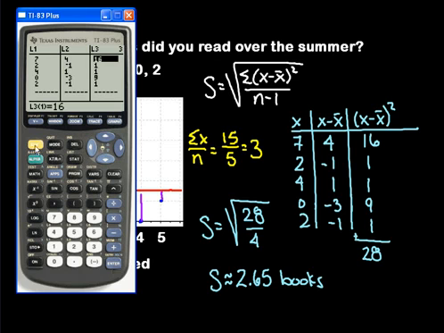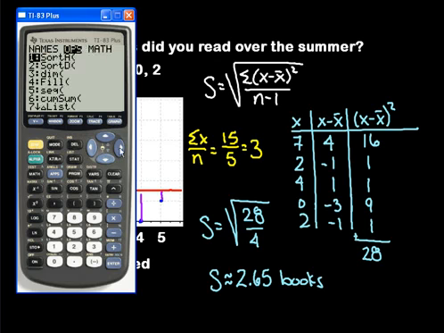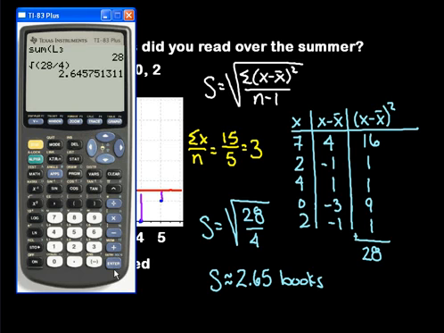And you'll see I have the same values. If we quit out of here and go to second stat, math, and take the sum. All right, I want to take the sum of list 3. Remember, list 3 is where that last column was. Hit second 3, and you'll get 28. Once you're here, just take the square root of 28 divided by 4, and you get your standard deviation.